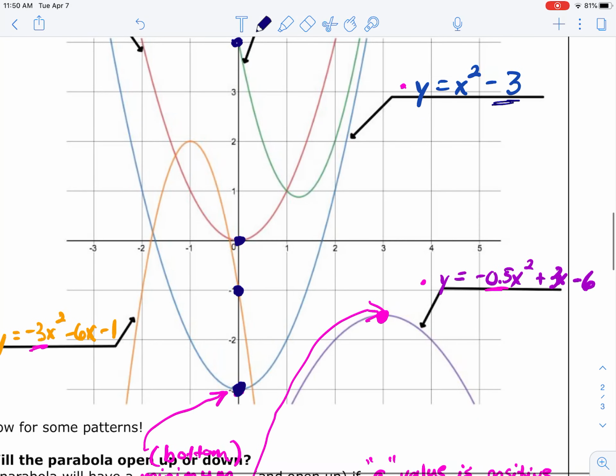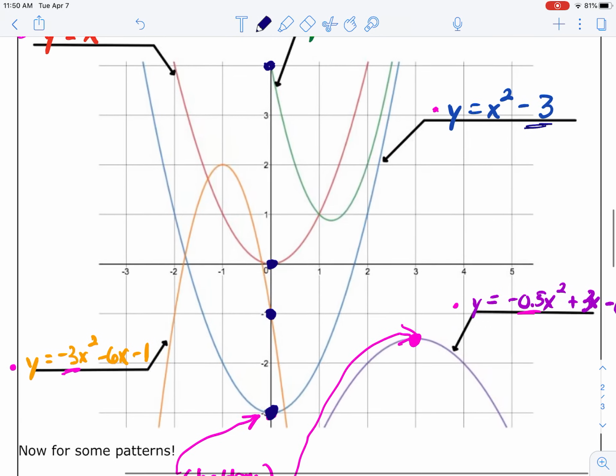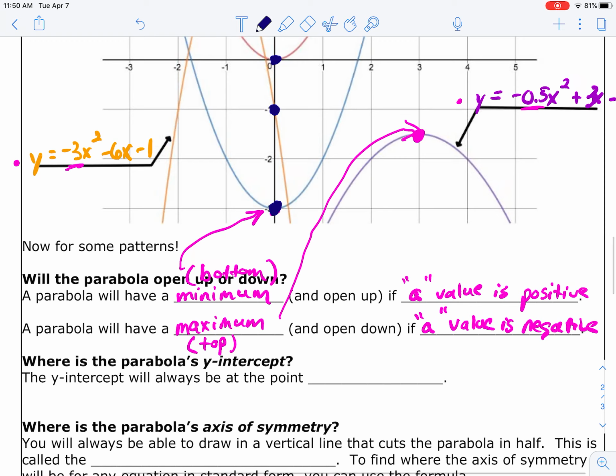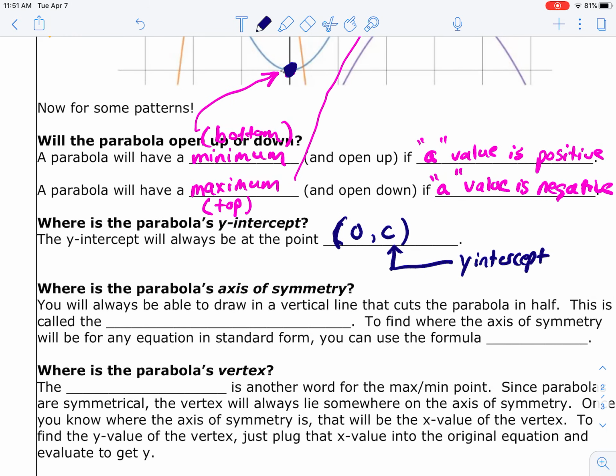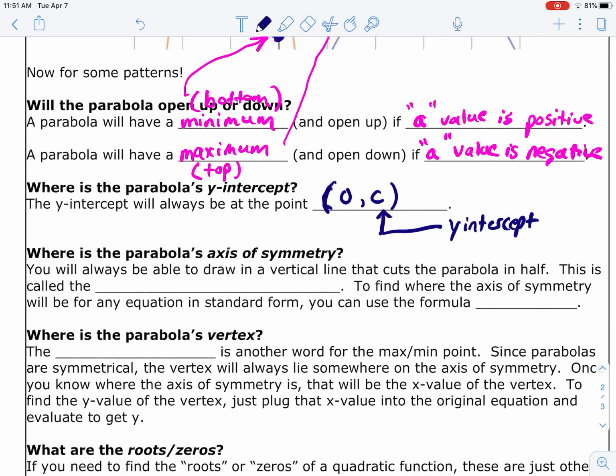And the y-intercept value of the purple one, you can't really see on the graph. But if you've noticed a pattern with the others, you notice that the c value is always going to be the y-intercept. So 0 comma c. Remember, a y-intercept always has an x value of 0. But that c value is essentially that y-intercept in each one of our equations. So if you have that c value, you automatically know where the graph is going to cross the y-axis. The next thing is something called the axis of symmetry.